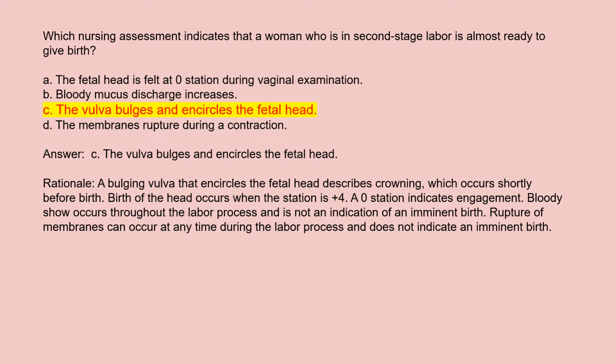Answer: C. The vulva bulges and encircles the fetal head. Rationale: a bulging vulva that encircles the fetal head describes crowning, which occurs shortly before birth. Birth of the head occurs when the station is +4. A 0 station indicates engagement. Bloody show occurs throughout the labor process and is not an indication of an imminent birth. Rupture of membranes can occur at any time during the labor process and does not indicate an imminent birth.